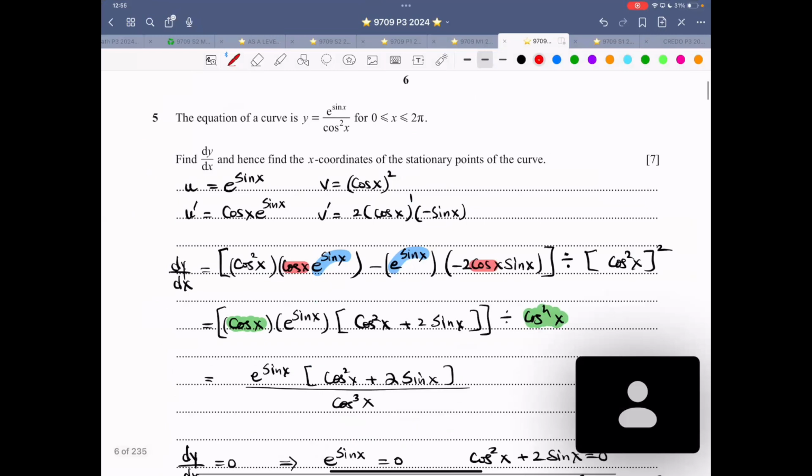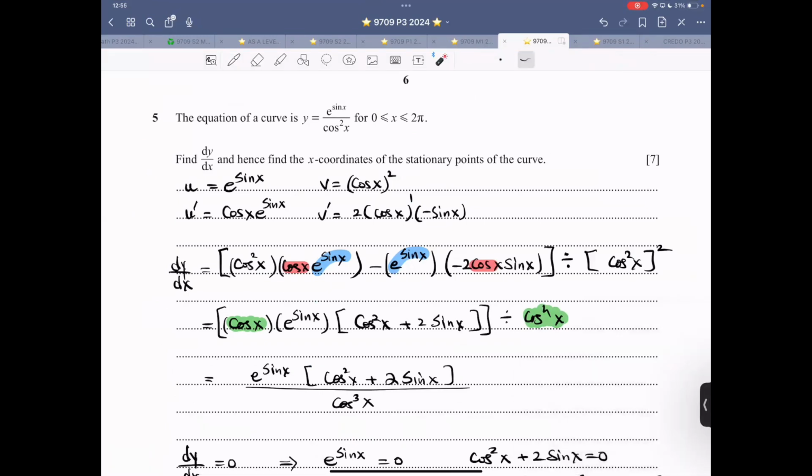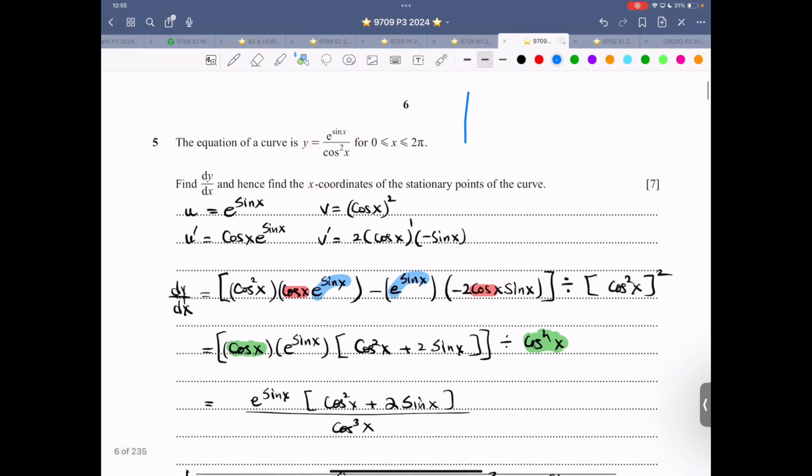So now let's look at this particular question, which is question number 5. It says the equation of a curve is this. x lies between 0 and 2 pi inclusive. Find dy by dx. Find the x coordinates of the stationary points on the curve for 7 marks. This is related with the quotient rule of differentiation.